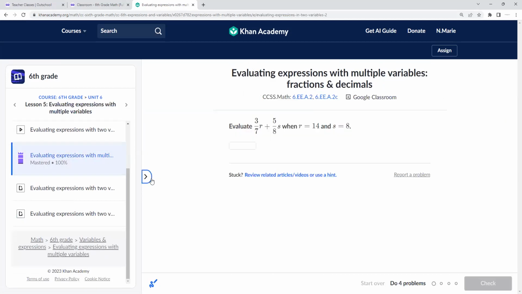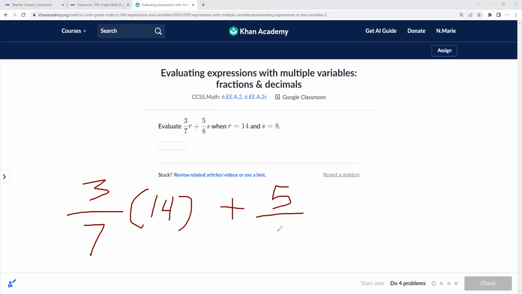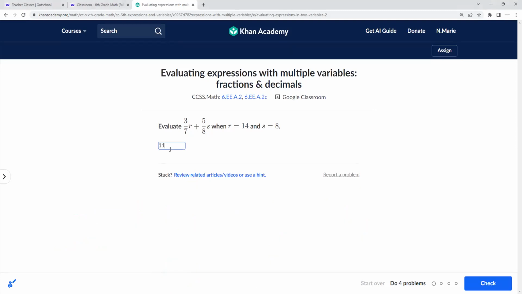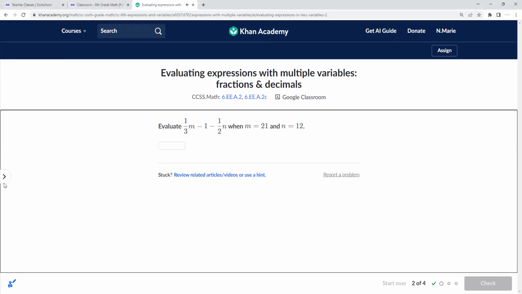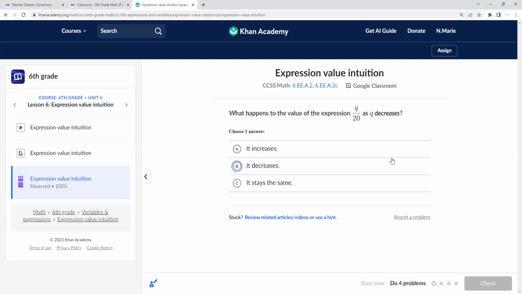You can also plug in with multiple variables and fractions and decimals. So this is 3/7 times R. Well, R is 14. Plus 5/8 times S. Well, S is 8. So multiply those. You have 3/7 times 14, which is 6. And you have 5/8 times 8, which is 5. Add those together and you get 11. So you're just plugging in and solving. The only way you can mess these up is if you go in the incorrect order, not in PEMDAS order, or if you calculate something incorrectly.